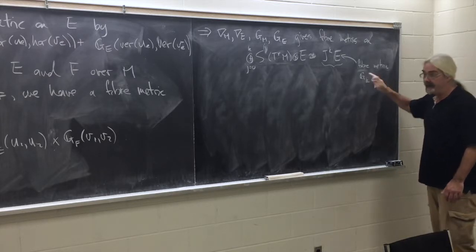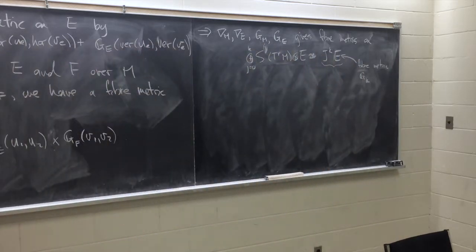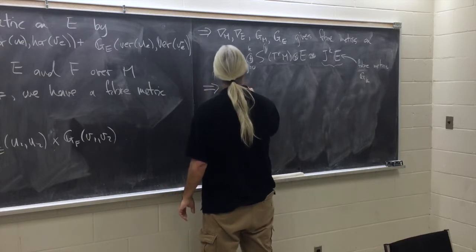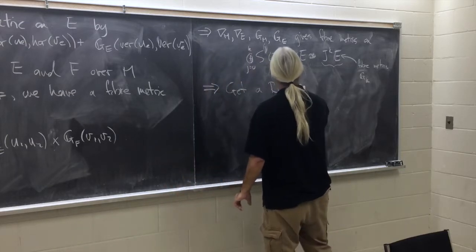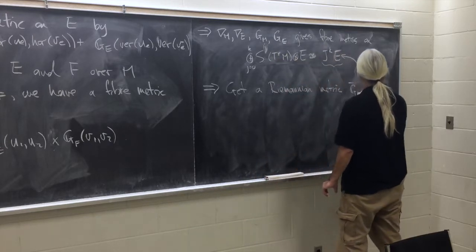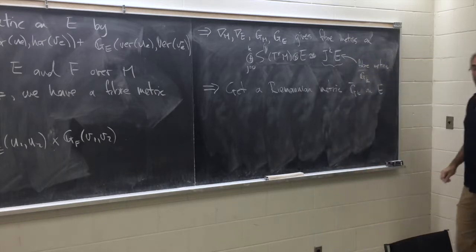Okay. Then I apply this construction again. You understand what I'm doing here? So I'm starting with a general E, and then I'm applying that general construction to this case, and then I go back to the general construction here, but with E now replaced with J K E, and so what I get is a Riemannian metric on J K E. And this one I call G bar K. Okay, does that make sense?